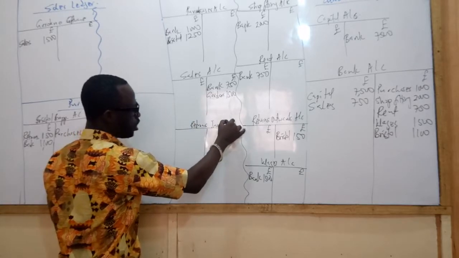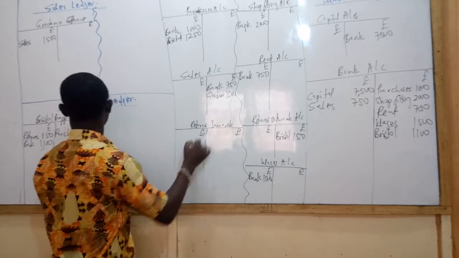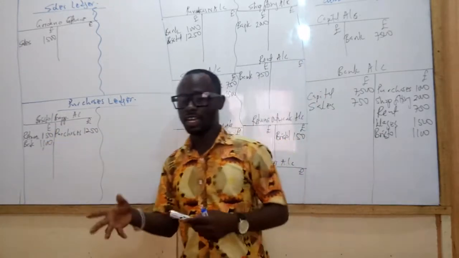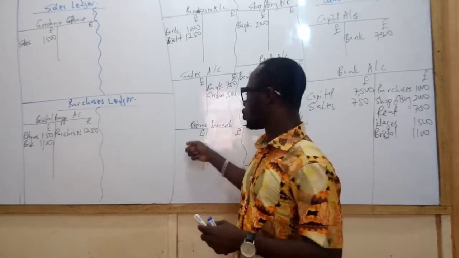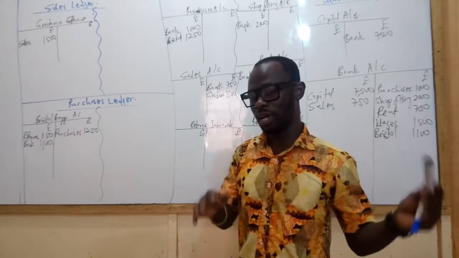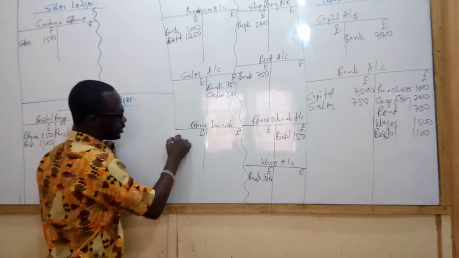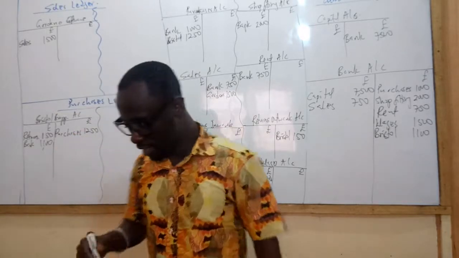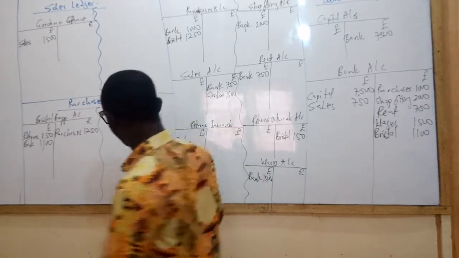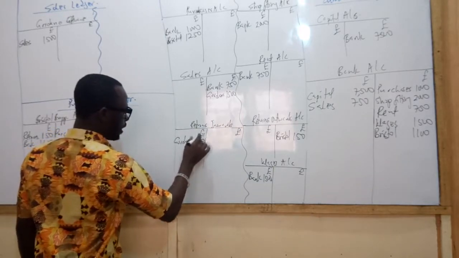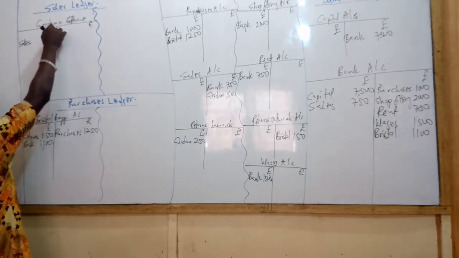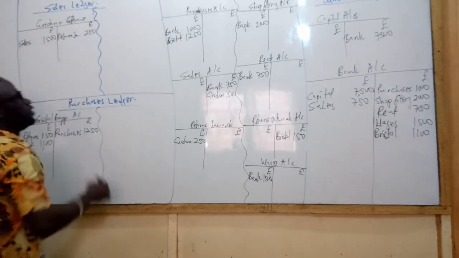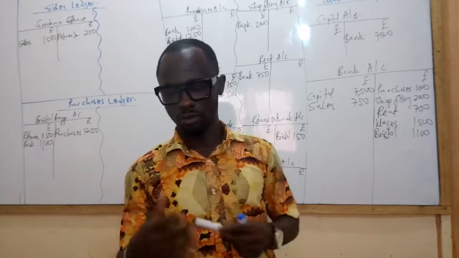So returns inwards account. And returns inwards is like a personal account, so we debit the receiver, credit the giver. We are the people receiving. So returns inwards keeps what? A debit balance. So we debit the returns inwards account in the name of Gonado, and they returned £250. Then we credit their account in the name of returns inwards, 250. I hope you are following.